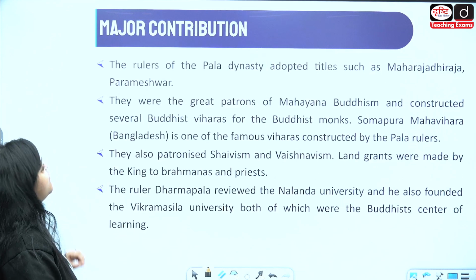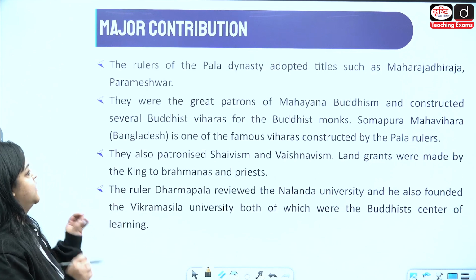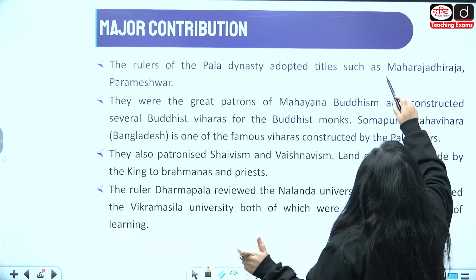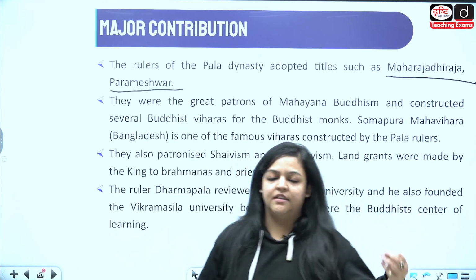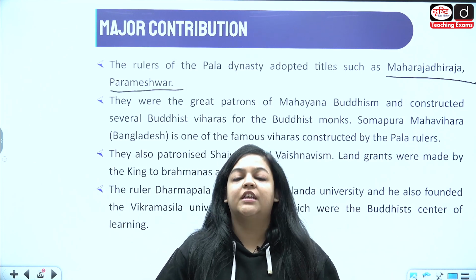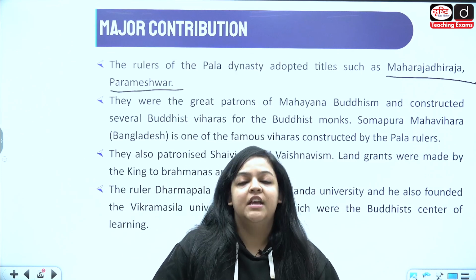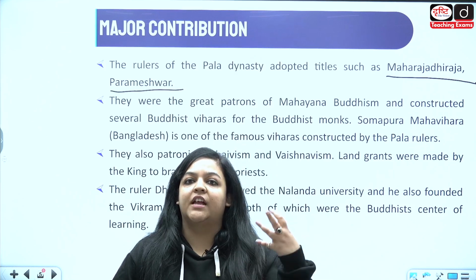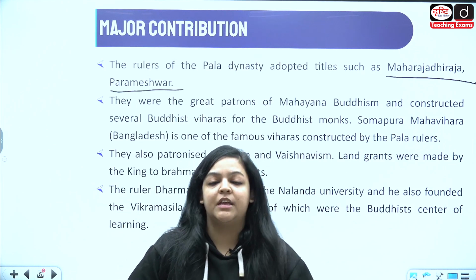All right. Let's move ahead and take a look at the major contributions that they have given to us. Now, first of all, what titles have they adopted? They have adopted titles like Maharaja Dhiraj and Parmeshwar. Fine. Now, if you just look at the title, this tells you something about them. So, the title of Maharaja Dhiraj means what? The king of all kings, or the greatest of the kings amongst all kings. This is what he wants to say. So, this was their way of projecting their greatness, of showing their power. And Parmeshwar, that is a way for them of claiming divinity.